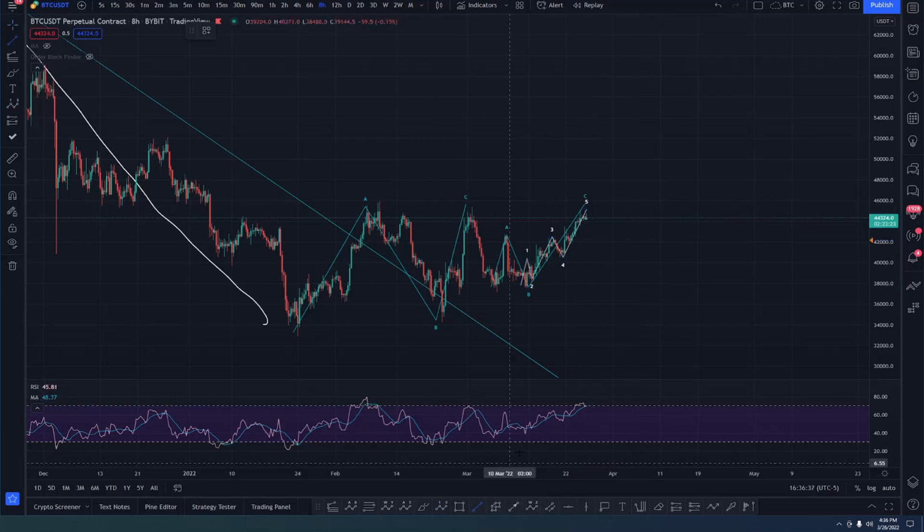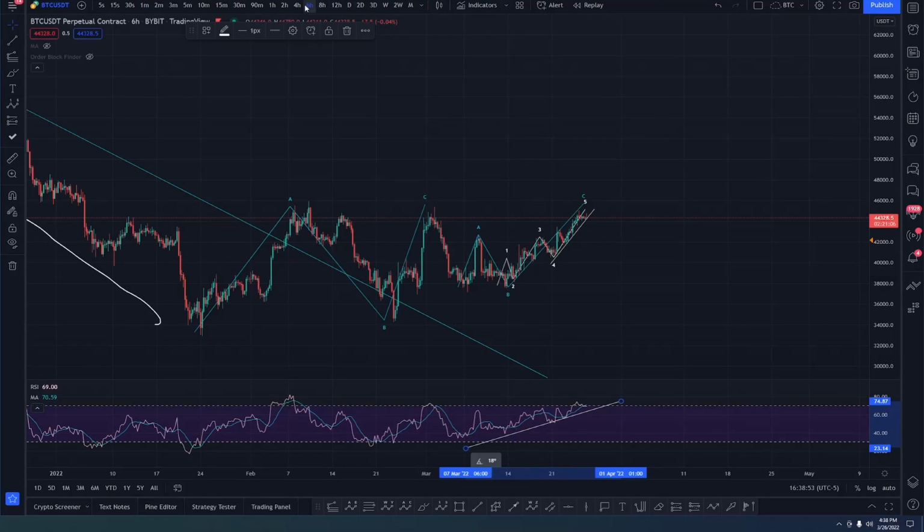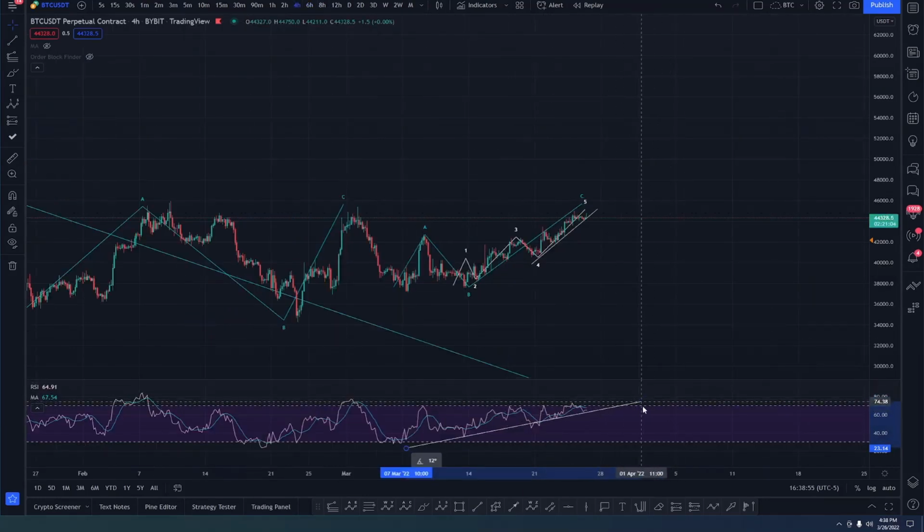What you can be watching for is a break of this trend to the downside, this trend right here. You might also watch the RSI right here as well. See if it breaks to the downside. This is the 8-hour chart. 6-hour chart might be a good one as well. And even the 4-hour chart. Watching those, the 4-hour chart will give you a little bit of a heads up. So if this breaks to the downside, that's going to be a bearish signal.